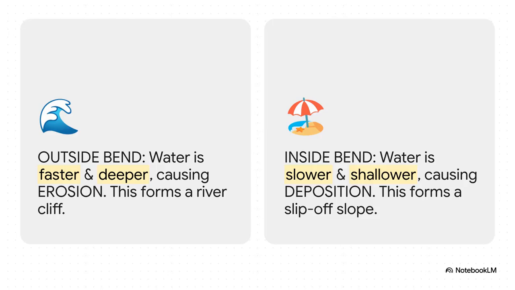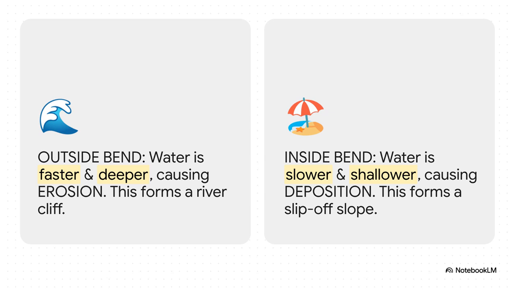So how does a meander even work? Well, it's a tale of two different speeds. On the outside of the bend, the water has to travel a longer distance, so it speeds up. It's like the fast lane. This speedy, powerful water erodes the bank, carving out a steep little cliff.